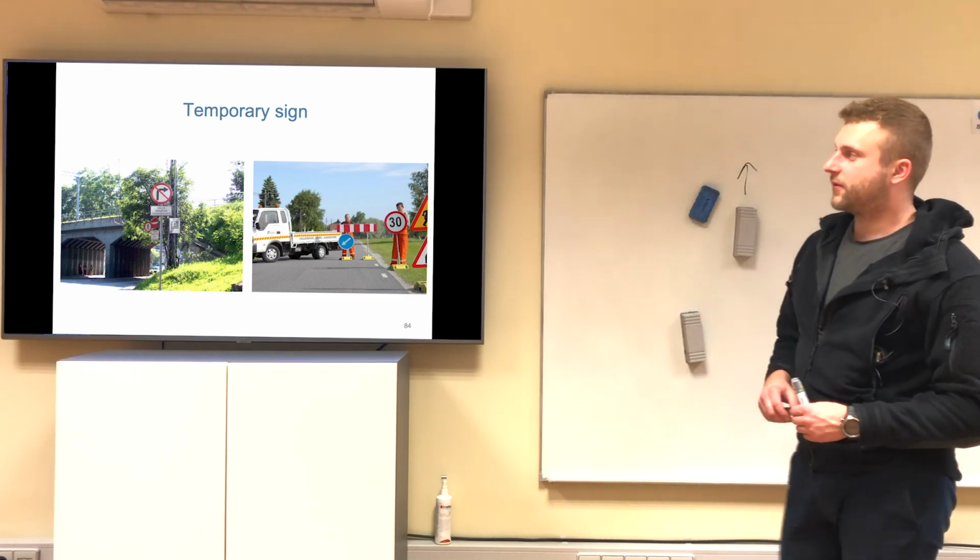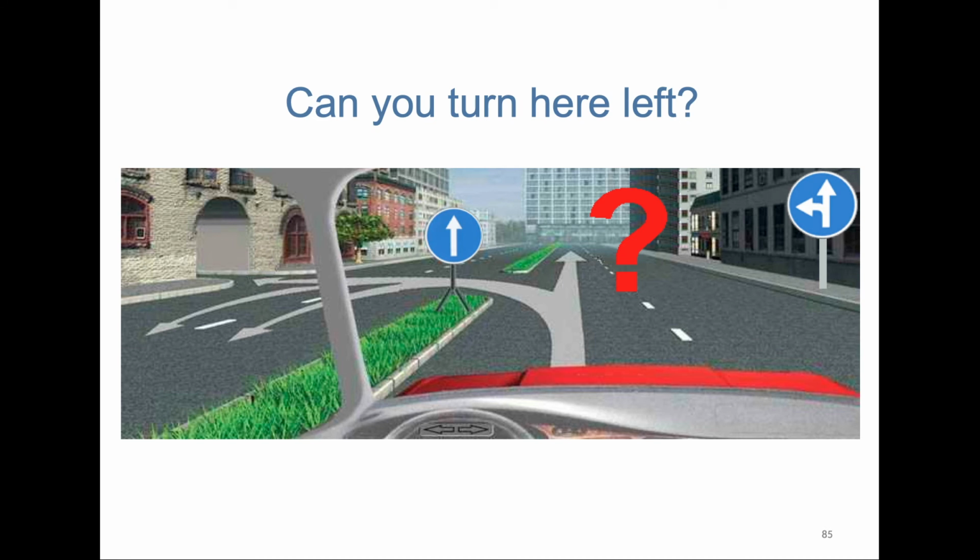And I have a question then for you. Can you turn left here? On the right side is a casual sign, on the left side is a temporary sign. No, you can't. You can go only straight, because the temporary sign has more priority in this situation.